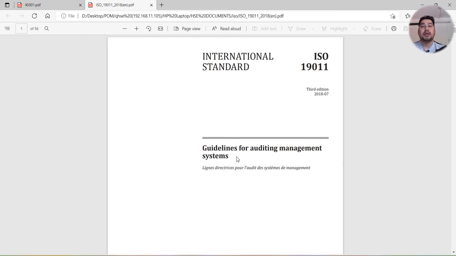How can you do the audit, whether you are doing an internal audit or an external audit? What protocol do you have to follow during the audits? All these things I will teach you in this training. International Standard ISO 19011, 3rd edition, 2018-07.